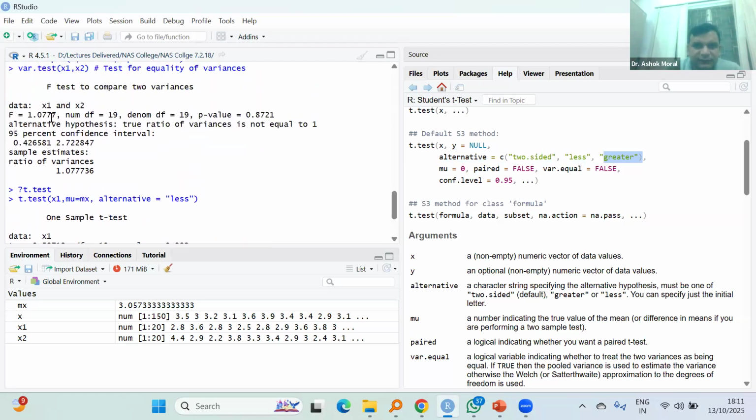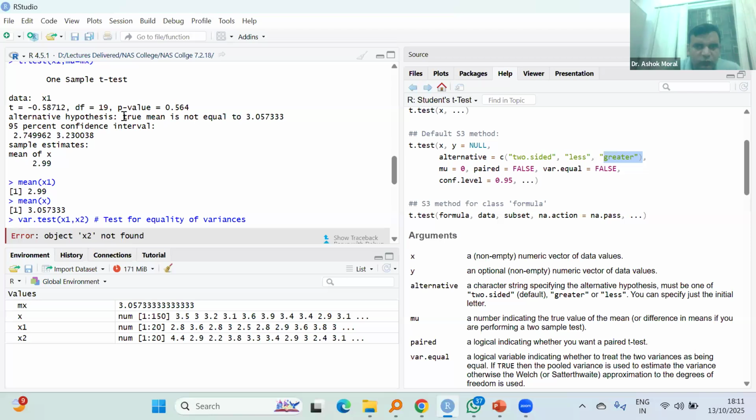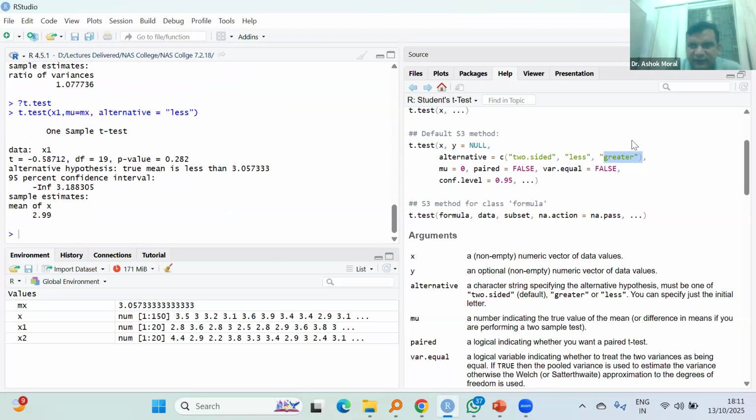What was it here? True mean is not equal to, because by default the alternative is two-sided. So we have given less, that's why it is less. In place of less, you can also use greater. Is it clear? Then by default it will test that the mean is equal to 0.